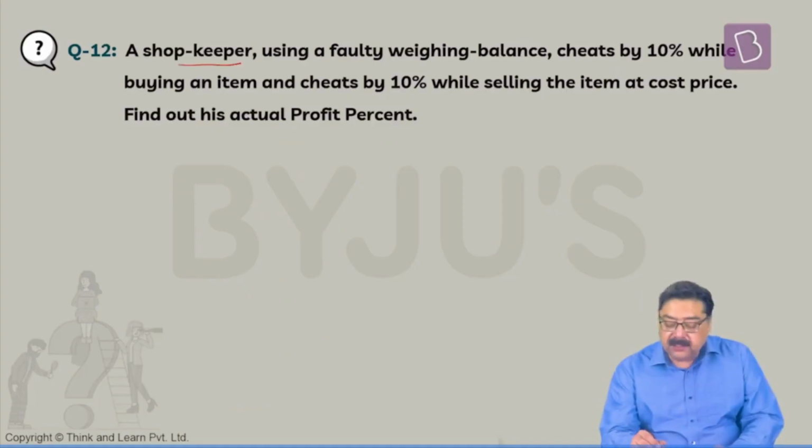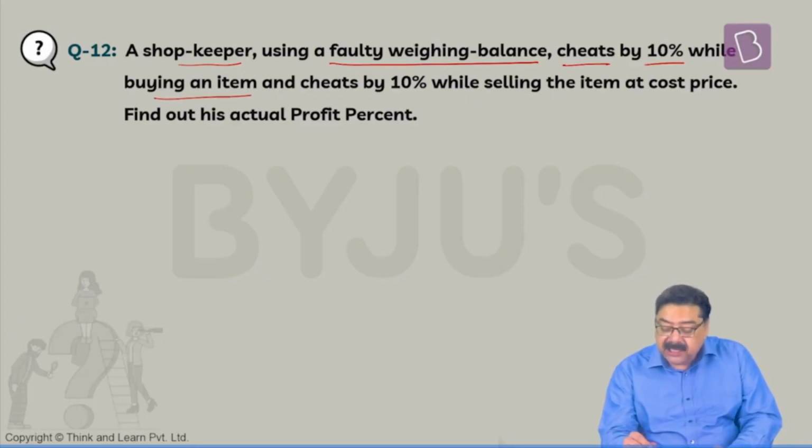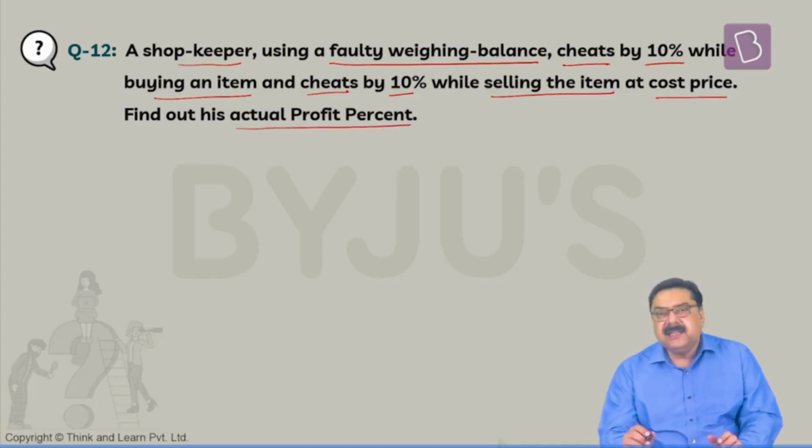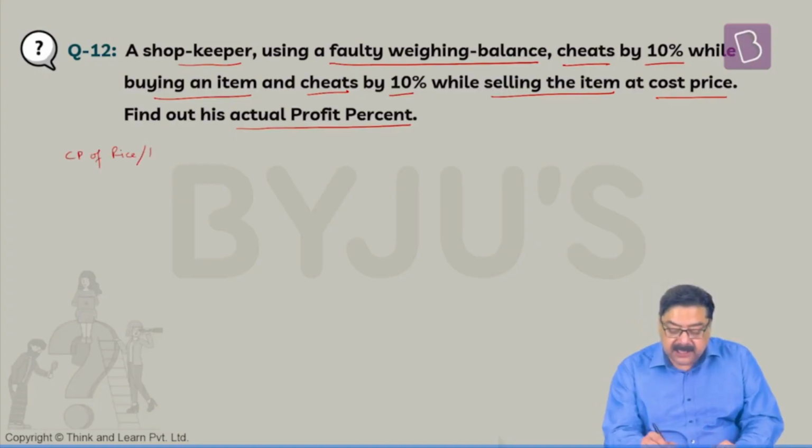A shopkeeper using a faulty weighing balance cheats by 10% while buying an item and cheats by 10% while selling the item at cost price. Find out his actual profit percent. Let's take an example here. Let us say that this shopkeeper is buying rice. Now the cost price of rice per kg, let us say, is rupees 10.